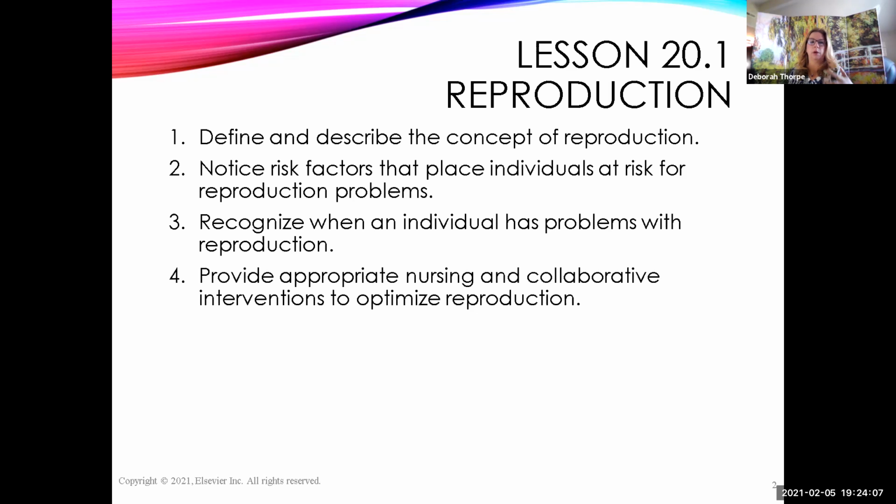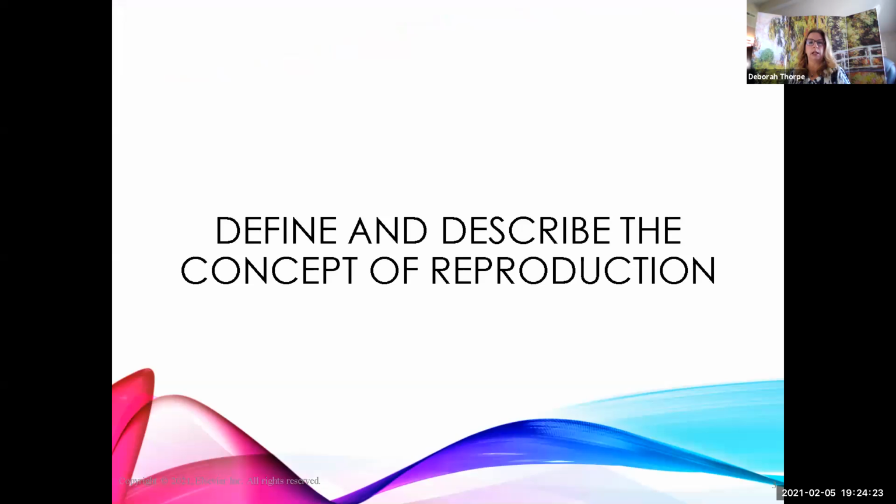So understanding what the concept is, we're going to notice risk factors that place individuals at risk for reproduction problems, recognize those individuals who are having problems with reproduction, and then talk about nursing interventions and collaboration. That last part will be covered really in your case when you think about it. That's what I'm going to ask you to do with those.